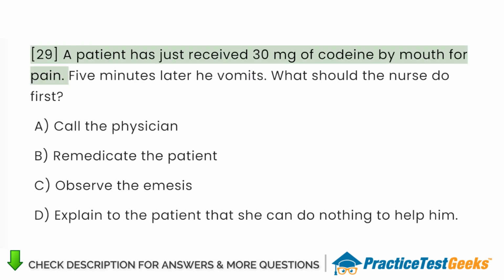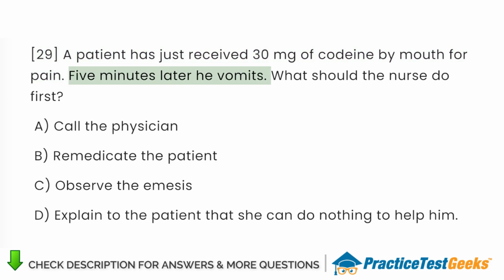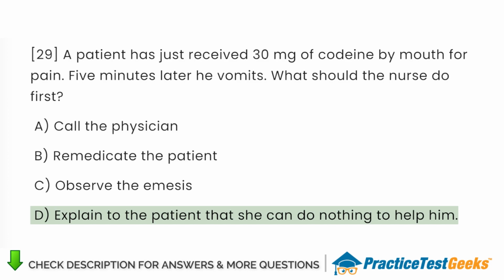A patient has just received 30 milligrams of codeine by mouth for pain. 5 minutes later he vomits. What should the nurse do first? A. Call the physician. B. Remedicate the patient. C. Observe the emesis. D. Explain to the patient that she can do nothing to help him.